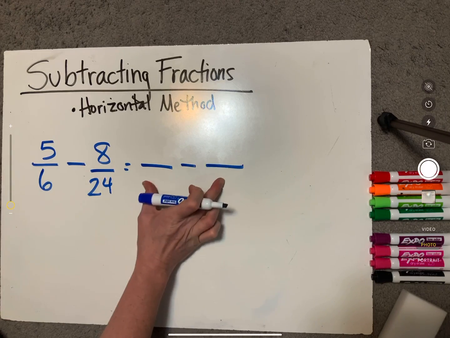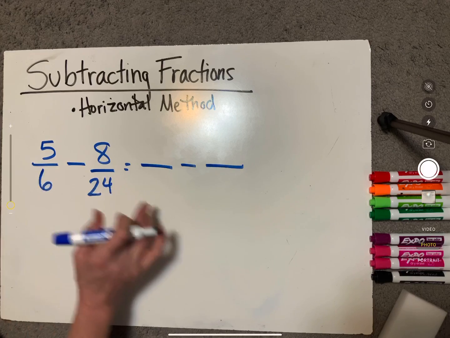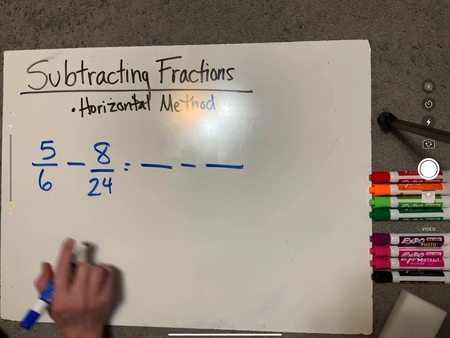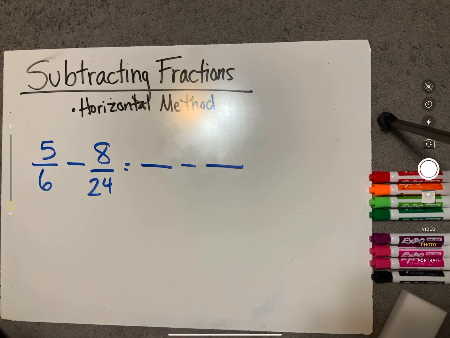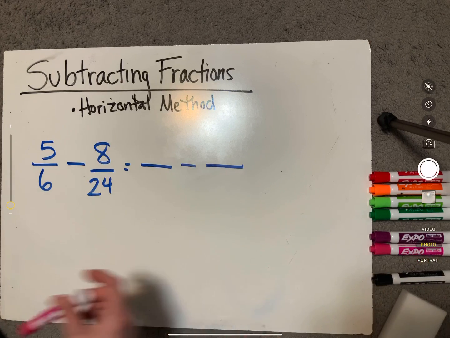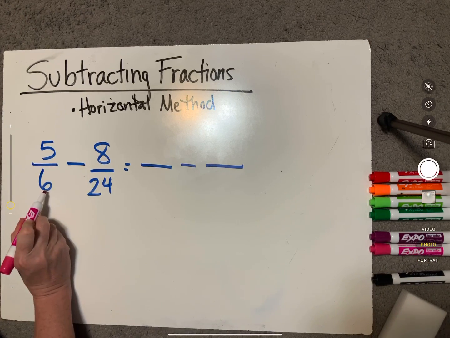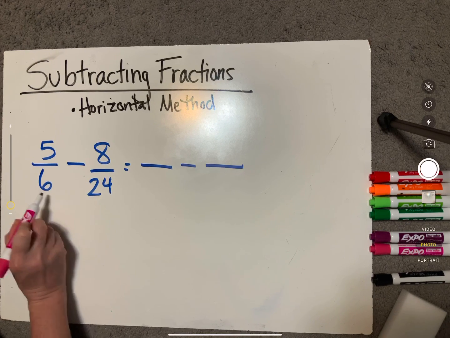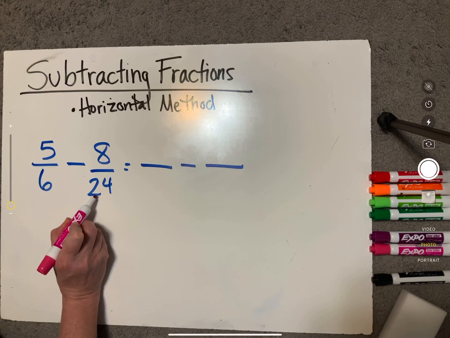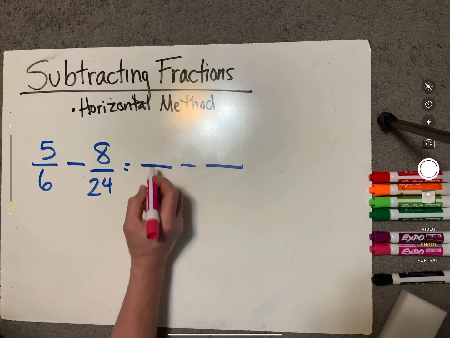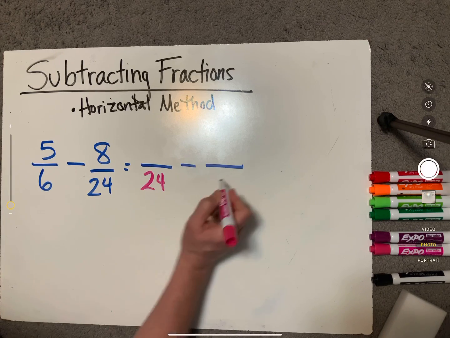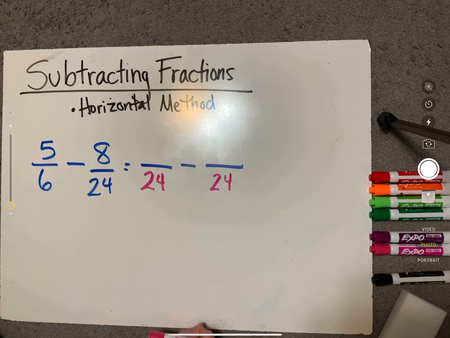And yes, I want you to write your two fractions. Don't just do this in your head. I want to see your work. So we're going to look at 6 and 24. So with 6 and 24, what would be our common denominator? You could do 24. 6 times 4 is 24, and 24 times 1 would be 24. So that would work. I'm going to make 24 my common denominator.